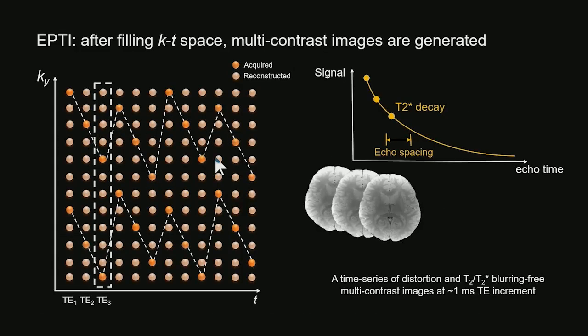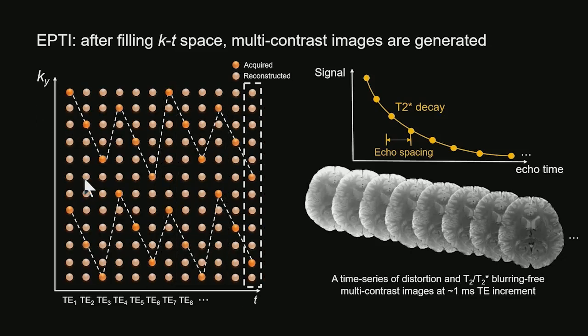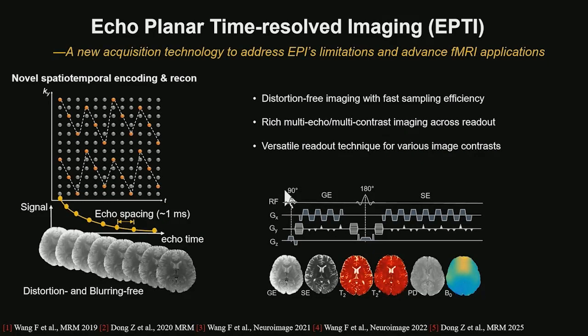After reconstruction, now we can get the fully sampled k-y-t space and be able to get a time series of distortion or blurring-free images with multiple TEs. So this is a quick summary. EPTI provides us distortion-free imaging with fast sampling efficiency, rich multi-echo imaging resolved across the readout, and can be used as a versatile readout technique for various image contrasts.